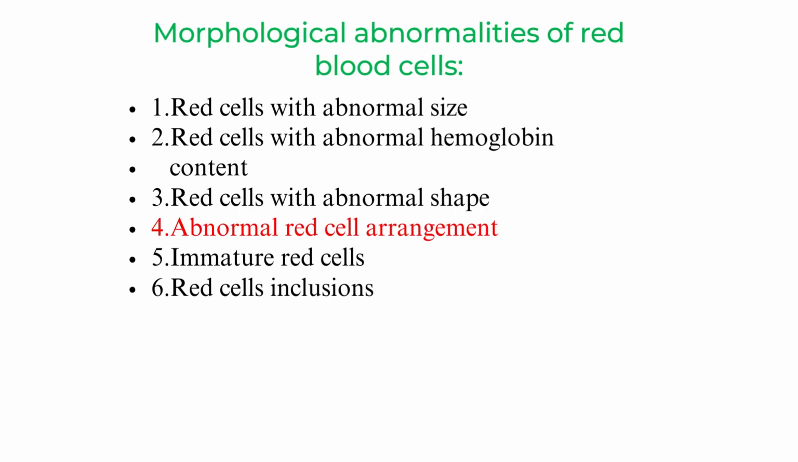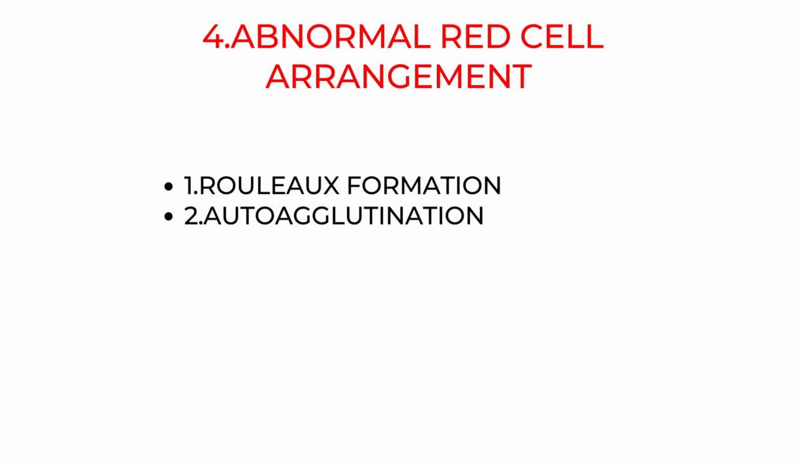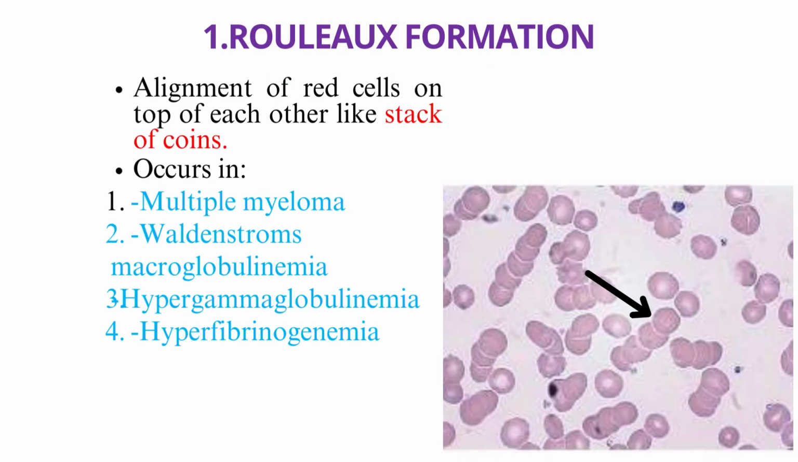Now coming to the arrangement of RBCs, whether it is abnormal. So abnormal arrangement means rouleau formation or auto agglutination. Now rouleau formation is like a stack of coins, an alignment of RBCs on top of each other as if they are a stack of coins. If you look at this picture, right? Classically it occurs in plasma cell dyscrasias, which is your multiple myeloma, but can also occur in Waldenstrom macroglobulinemia, hypergammaglobulinemia and hyperfibrinogenemia. The first three disorders are basically immunoglobulin-related disorders, with excessive production of immunoglobulin.